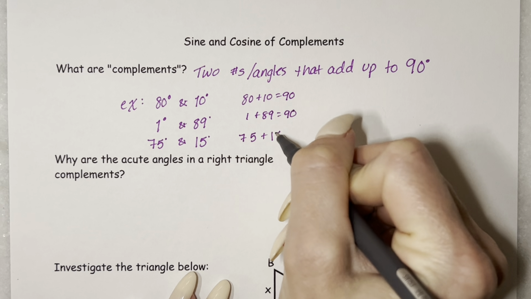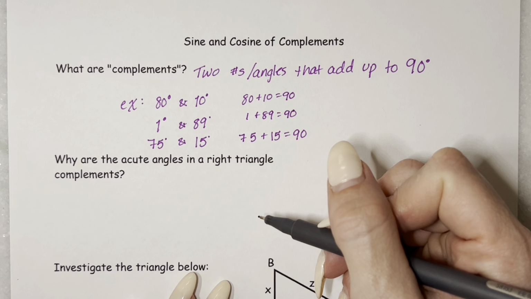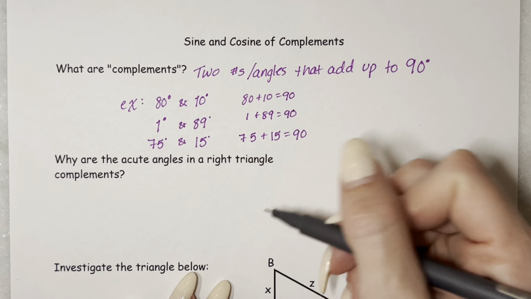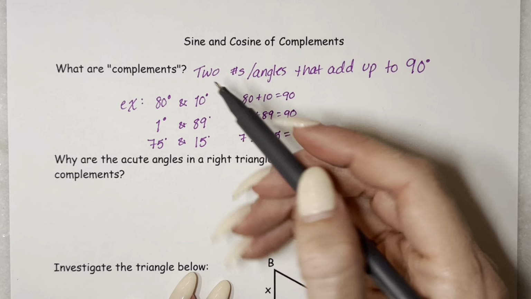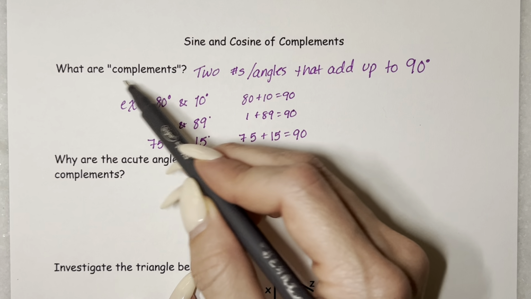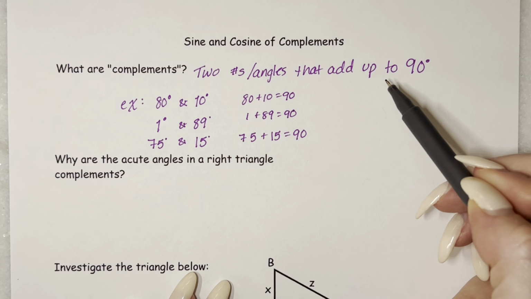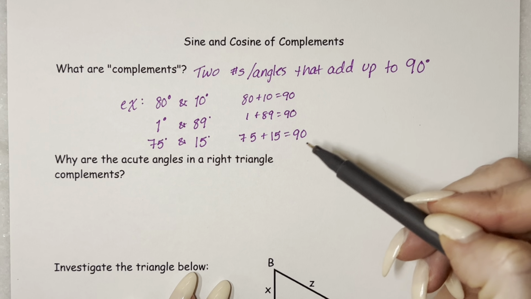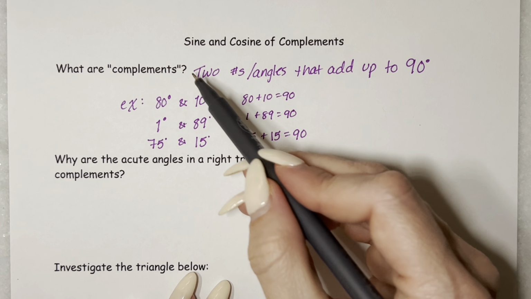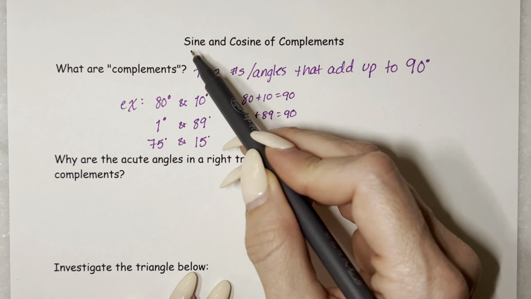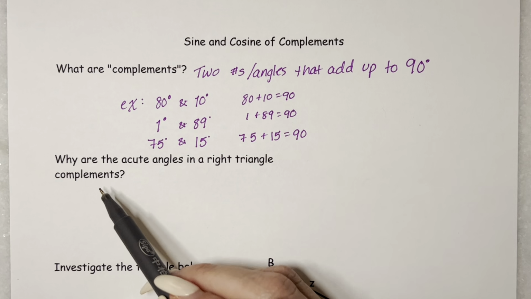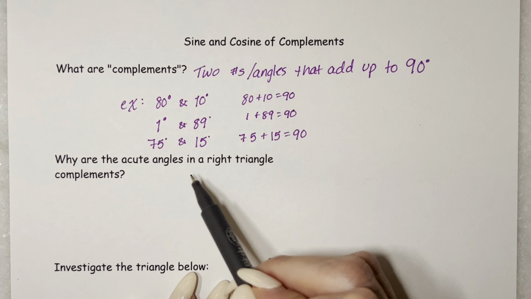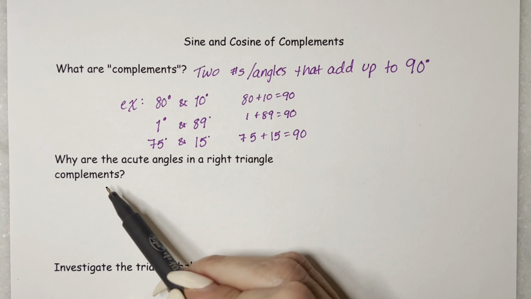If you remember, back at the beginning of the year, we also talked about supplementary angles, and that's when they add up to 180. But because these are complementary, we say that they are complements and they add up to 90. So what we're going to be doing is applying this, if you could have guessed, to trigonometry. That's why we're talking about sine and cosine. So why are the acute angles in a right triangle complements?